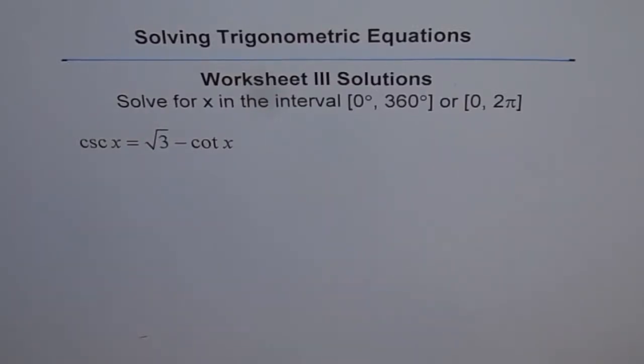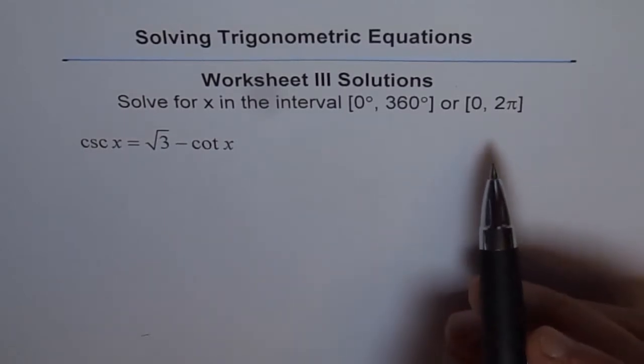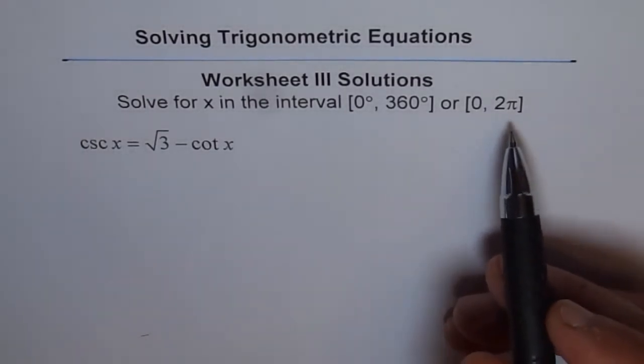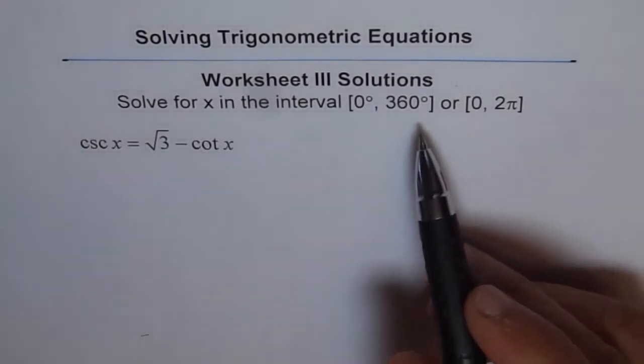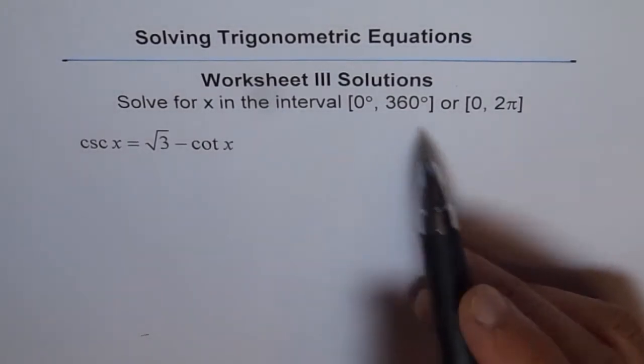Solving trigonometric equations, worksheet 3 solutions. Solve for x in the interval 0 to 360 degrees or 0 to 2 pi, right? Those of you who are working in radians can do 0 to 2 pi, and those who are not will do it in degrees, right?